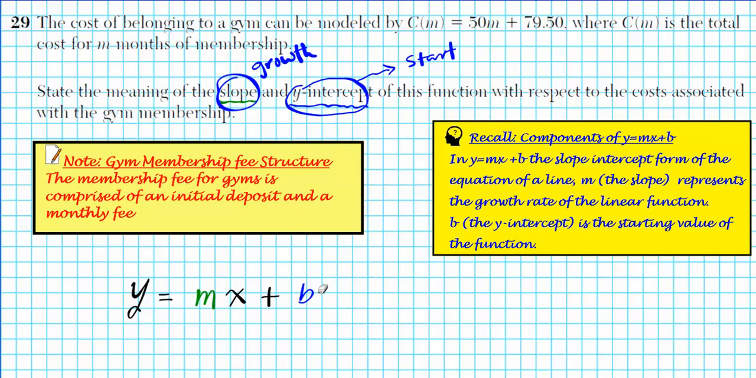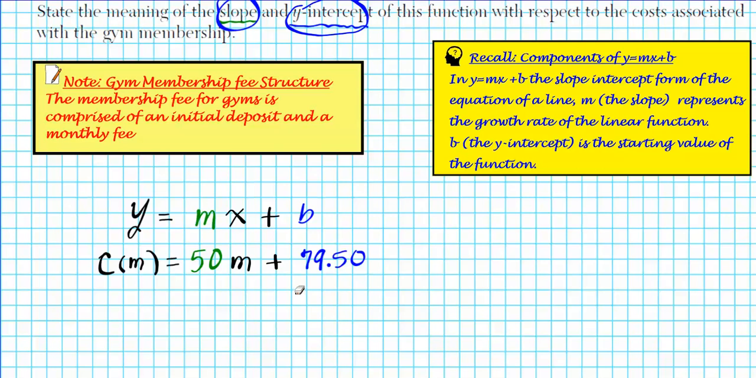So what I'm going to do is rewrite this function. Just write it down here. So we have C of m equals 50 is the coefficient of m. In this equation, the independent variable is m, okay? So 50m plus 7950. All right, so based on how I wrote it, can you see what the slope and the y-intercept are? The slope is 50. And the y-intercept is 7950, okay?